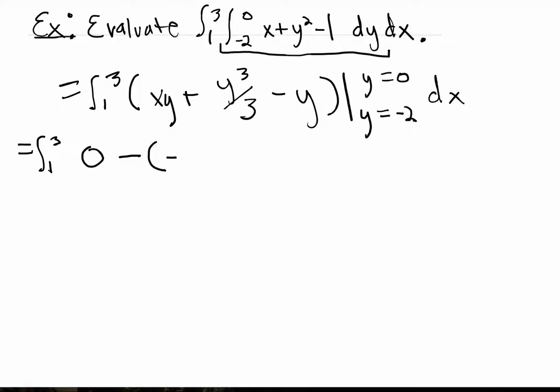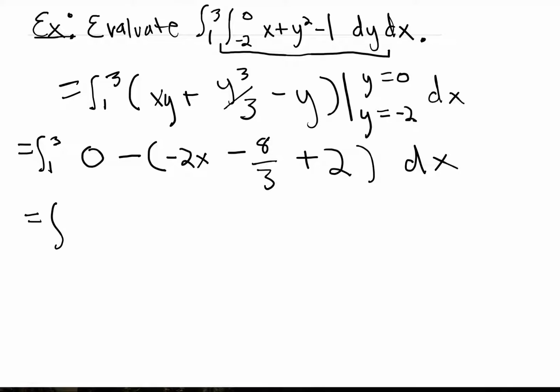Well, that'll give me a minus 2x for my first term, a minus 8 over 3 for my next term, and if I'm subtracting a negative 2, I am really ultimately adding a 2 for that last term. Okay, so once I clean all of this up a little bit, first off, I can distribute some of my minus signs here. I'll go ahead and note this will give me 2x plus 8/3 minus 2.